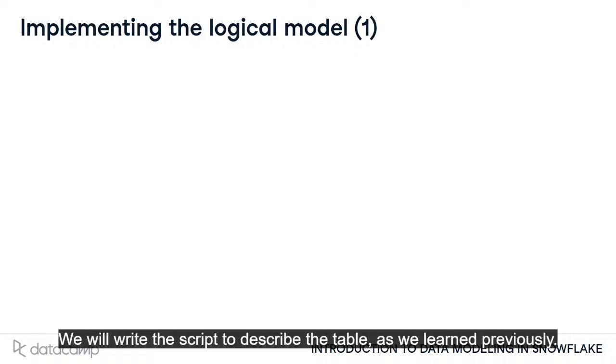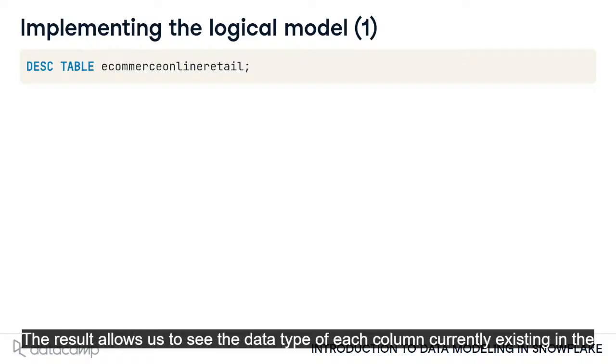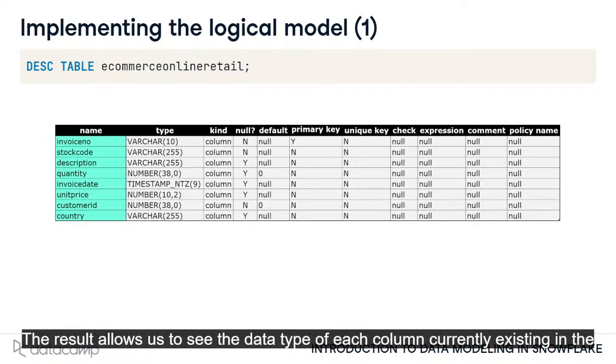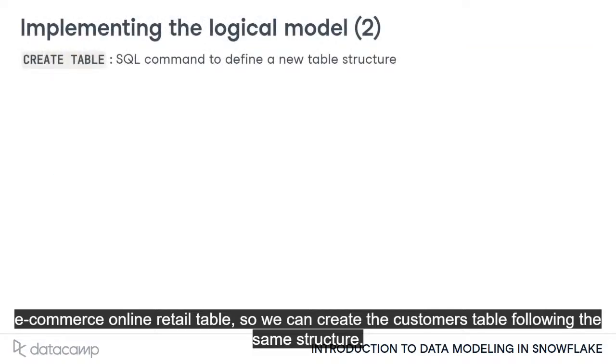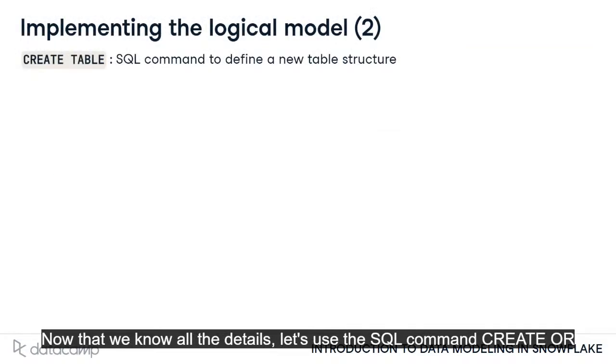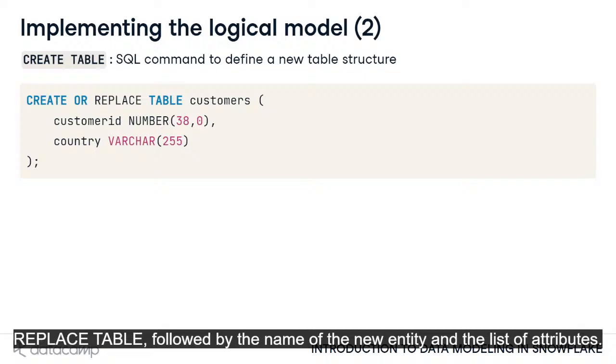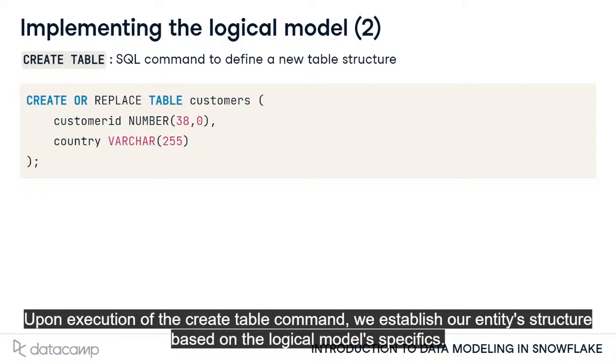We will write the script to describe the table as we learned previously. The result allows us to see the data type of each column currently existing in the e-commerce online retail table, so we can create the customers table following the same structure. Now that we know all the details, let's use the SQL command create or replace table, followed by the name of the new entity and the list of attributes. Upon execution of the create table command, we establish our entity structure based on the logical model specifics.